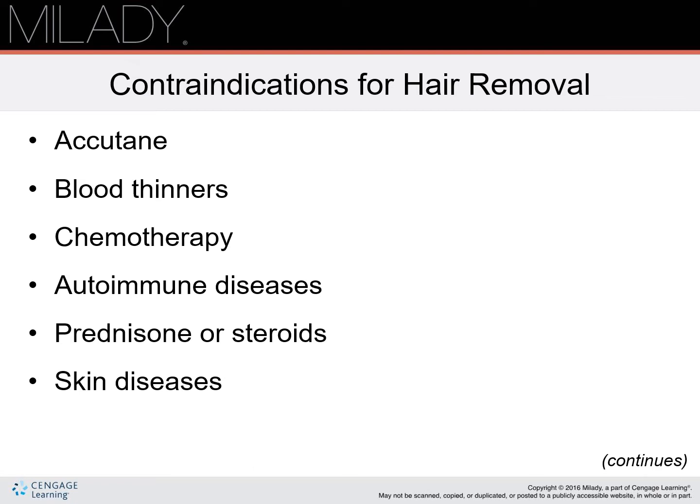Okay. Accutane. A contraindication would be present if a client has been using Accutane within the last 6 months. Accutane is a very, very strong medication that treats acne. It has been on the market for years, and this causes your skin to thin and release. Your skin is very, very sensitive when taking Accutane. So if a client has had Accutane in the past 6 months, please do not move forward with their hair removal services. Blood thinners.